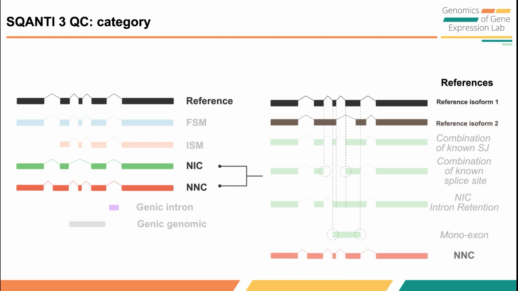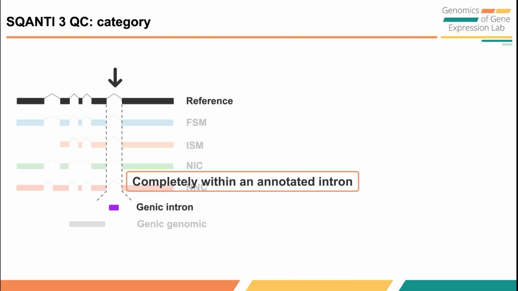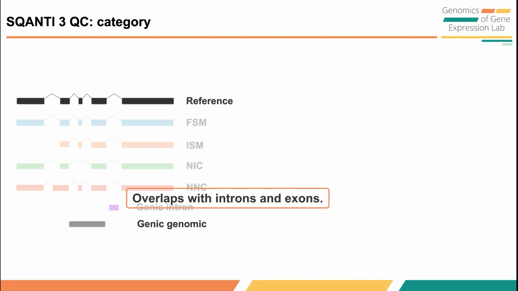The next novel category is the novel not in catalog, in which the query isoform does not have a full or incomplete splice match and has at least one splice site that is not annotated. The next is genic intron, in which the query isoform is completely contained within an annotated intron. Genic genomic is the category for the query isoform that overlaps with introns and exons.